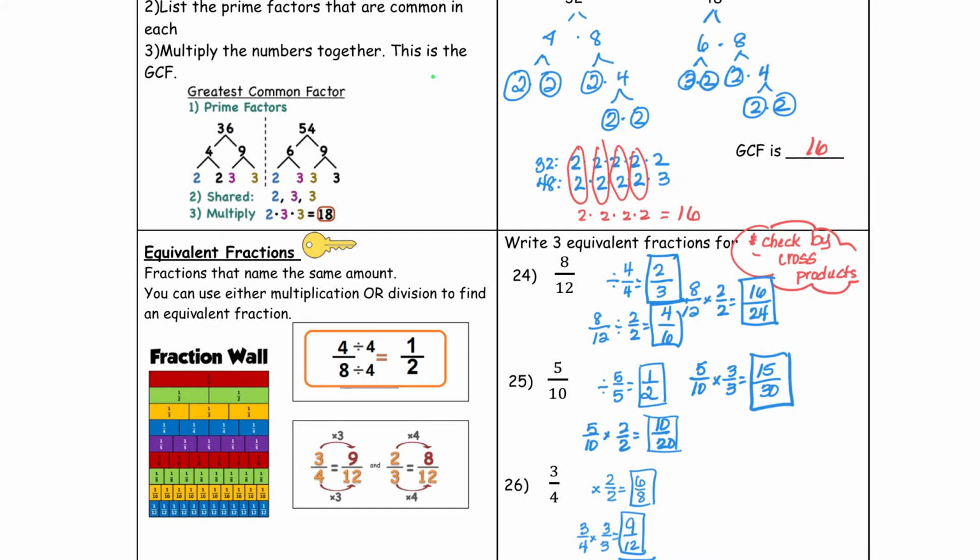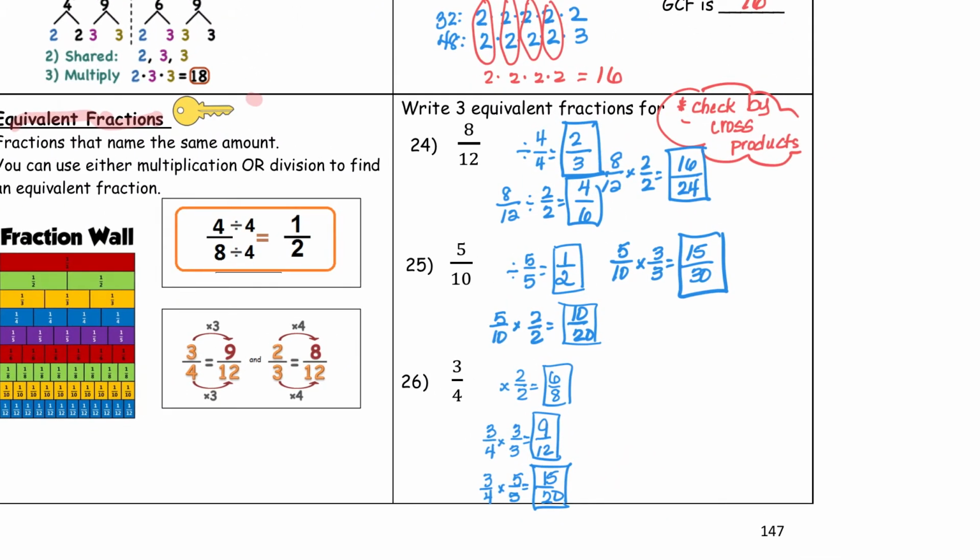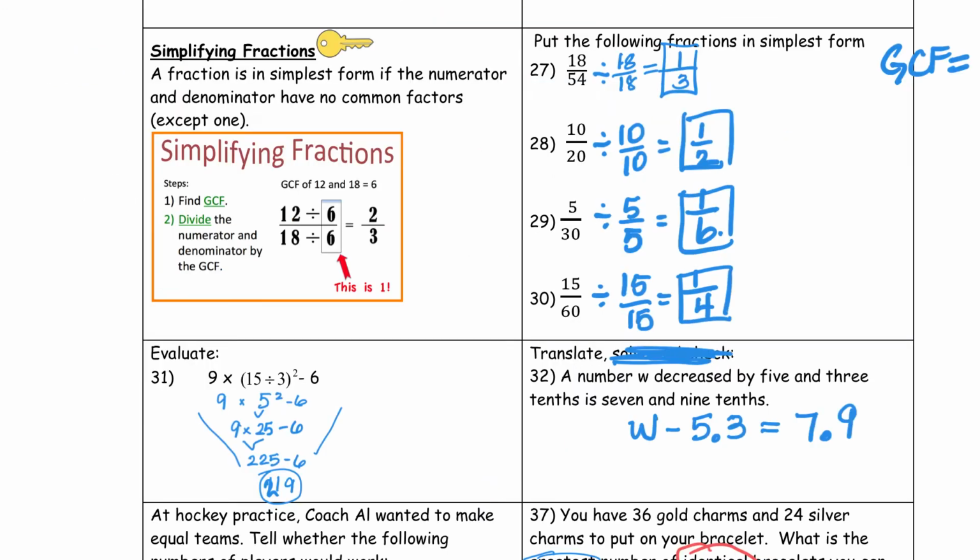As far as equivalent fractions go, moving right along, equivalent fractions are fractions that name the same amount. You can use either multiplication or division to find equivalent fractions. So for 24, 25, and 26, just take a look. You could have either multiplied or divided. Make sure when you want to check to see if two fractions are equivalent, you cross multiply the cross products to see if they are equivalent. Pause the video and take a look there.